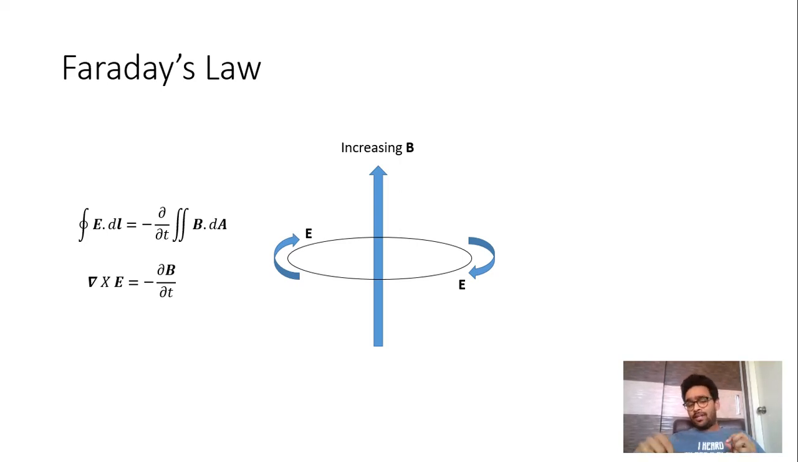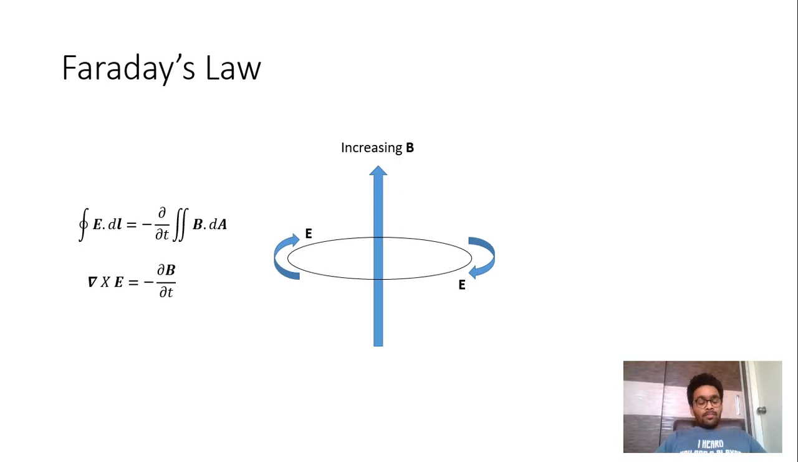And if you see the line integral of the electric field, it is nothing but, if you assume a surface bounded by this line integral, and the magnetic field is piercing through that surface, and you integrate the magnetic flux at each and every point on that surface, you simply get the electric field which is rotating around this contour.